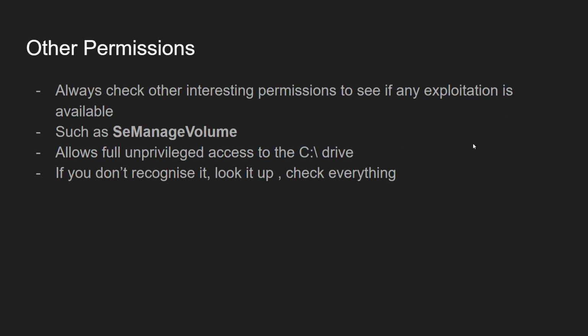So, other permissions to be aware of. Always check for other interesting permissions if any exploitation is available, such as SeManageVolume, which allows full unprivileged access to the C drive. If you don't recognise it, look it up and check everything. There are exploits available for SeManageVolume, which will basically allow you to copy and edit files in the C drive, and there's a way you can spawn a privileged shell through that.